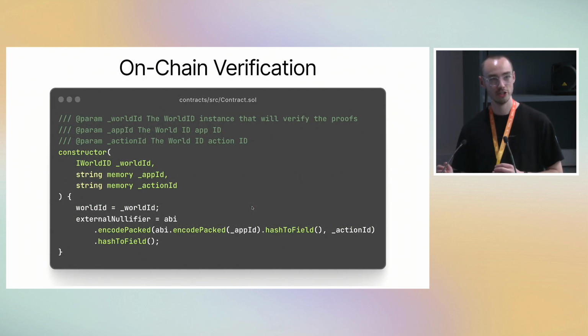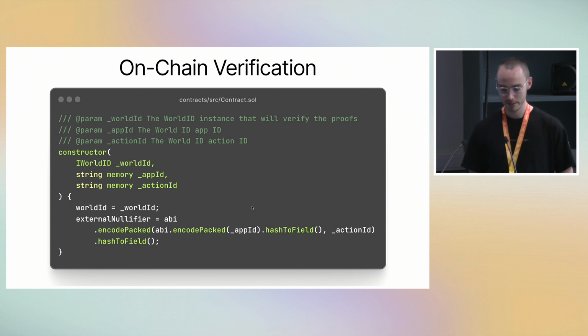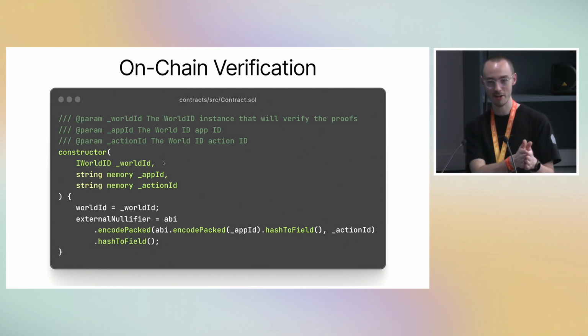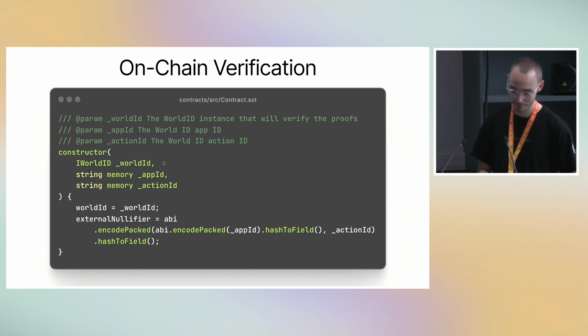For on-chain verification, it's a little more complex, but again, we have a template repository that already has a very basic smart contract written for you. So in the constructor of your contract, you need to input the app ID and action ID, again, as you got them from the developer portal. But World ID here is the address of the World ID router. Right? That is the smart contract that is a proxy that will always make sure that that contract address stays consistent. And that's where you call the verify proof function, submit the proof, and get to know if the user is actually verified with World ID or not.